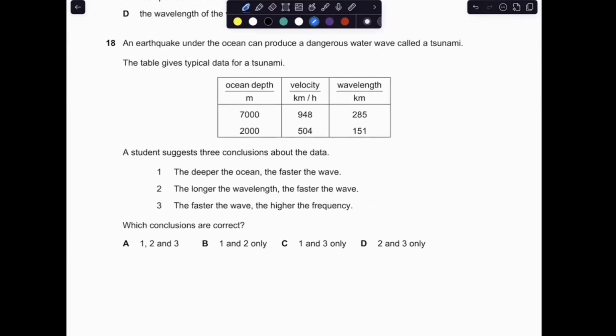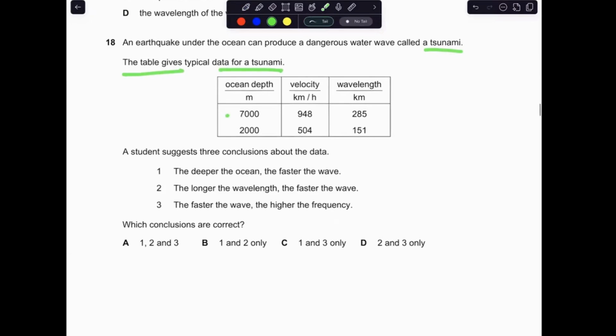All right, so an earthquake under the ocean can produce a dangerous water wave called a tsunami. The table gives typical data for a tsunami: the ocean depth, velocity, and wavelength. A student suggests 3 conclusions about the data. Number 1 is saying the deeper the ocean, the faster the wave. Looking at the table, can you infer that the greater the depth, the faster the wave? Yes. If you look at ocean depth, you go from 2 to 7,000, with velocity going from 504 to 948. All right, so we'll do that.